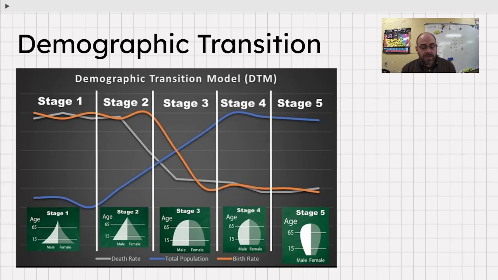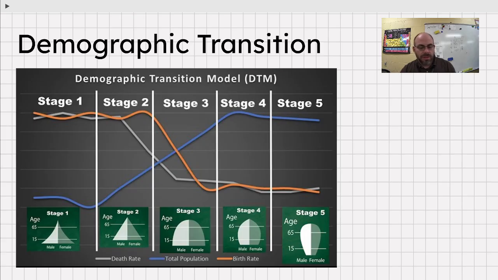The next stage is called late expanding stage, or stage 2. On this particular graph, birth rates begin to decline due to education, family planning, and urbanization that we've talked about. Death rates are going to stay low, though, for the reasons that we've already mentioned. And so population is going to begin to slow during this late expanding stage. India, Mexico, great examples of this today.